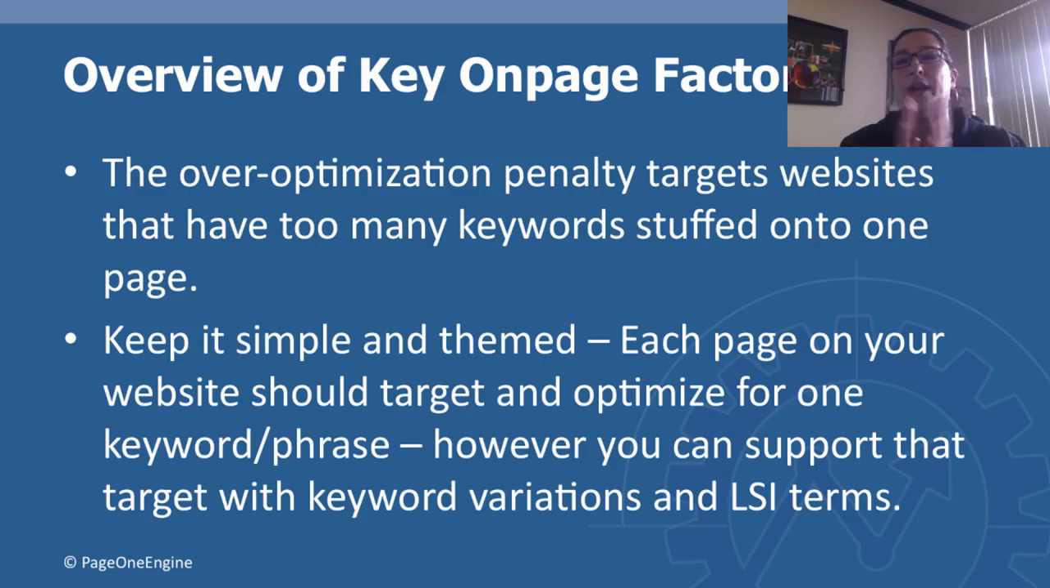Sometimes when I see just writing on a page, it drives me crazy, but it's important to understand that there was an optimization penalty called over-optimization that targeted websites that had too many keywords stuffed into one page. So you need to remember to keep it simple and themed. Each page on your website should target and optimize for one keyword phrase, and you want to support it with variations and LSI terms. If your keyword is SEO, an LSI term would be search engine optimization, or optimizing your website.